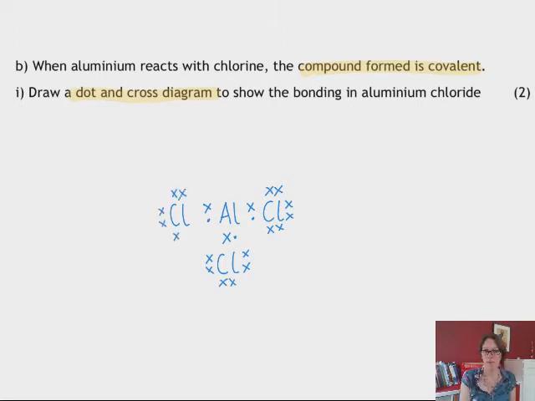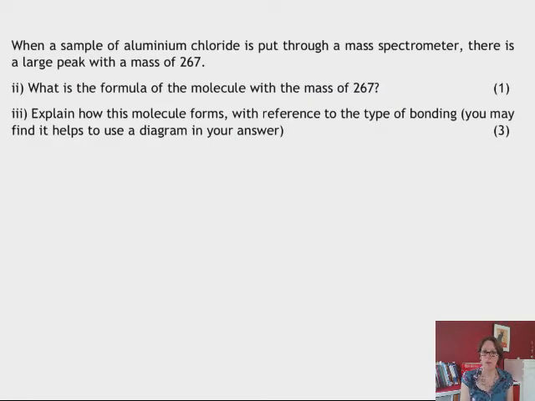Notice I'm not bothering with circles with covalent, it's much easier to draw like this. And then I am not adding anything else because aluminium is in group 3. So once it's used its 3 electrons in bonding, that's it. So it's 1 mark for the bonds between the aluminium and chlorine and 1 for the extra lone pairs on the chlorines. Okay, mass spec question randomly coming up.